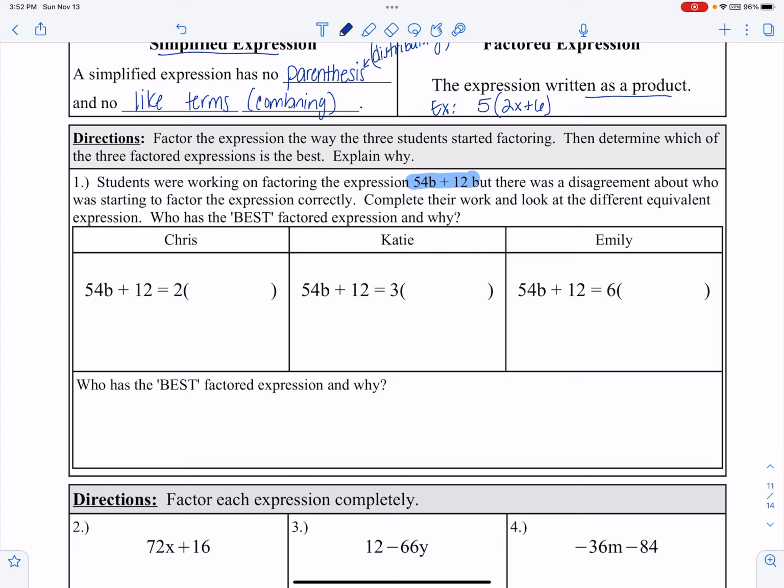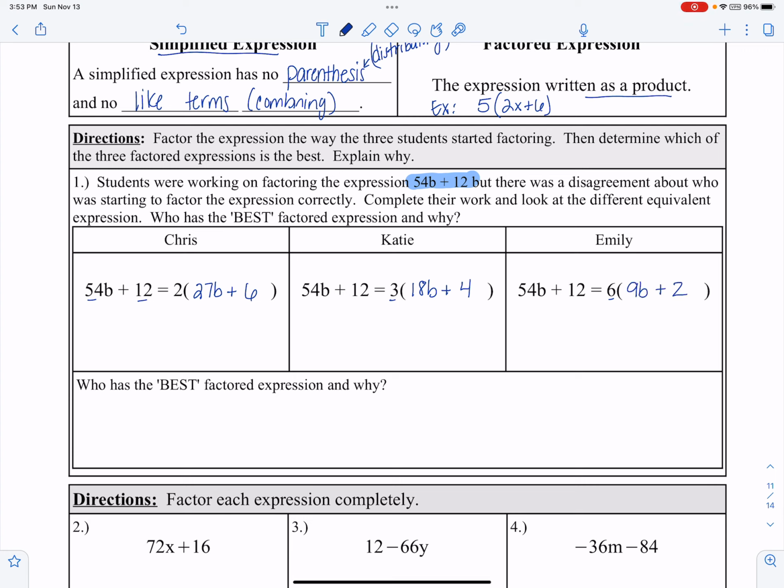Okay, so if we look at Chris's, Chris factored out a 2. And so if he factored out a 2 from that original expression, we have half of 54 is 27b plus 6. Then when we look at Katie, Katie factored out a 3, so 54 divided by 3 is 18b plus, and then 12 divided by 3 is 4. And then Emily factored out a 6, and so 6 times 9 is 54, so 9b plus 2.